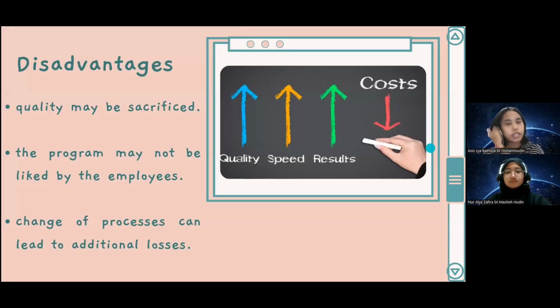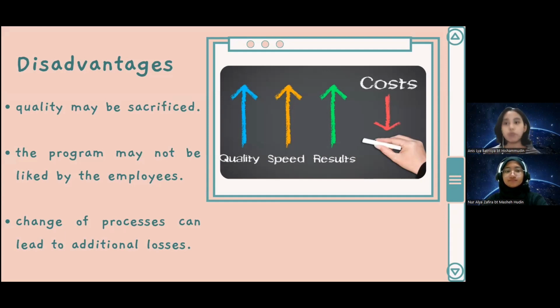So on the next one, in order to develop this method, the company should also consider the disadvantages that come with it. The first one is that quality may be sacrificed. As per what I mentioned just now, if you're lucky or have done great research, maybe you won't have to face this issue.